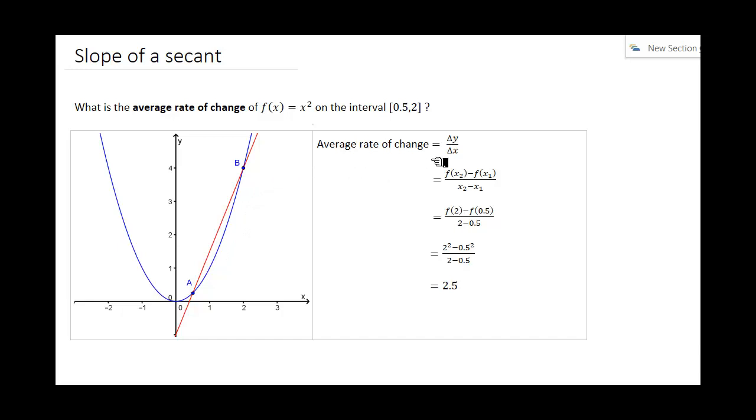We calculate the slope of the secant line using delta y over delta x. We can use f of x notation for that, as shown here. And the slope of the secant line is 2.5. Therefore, the average rate of change of the x squared function on this interval is 2.5.